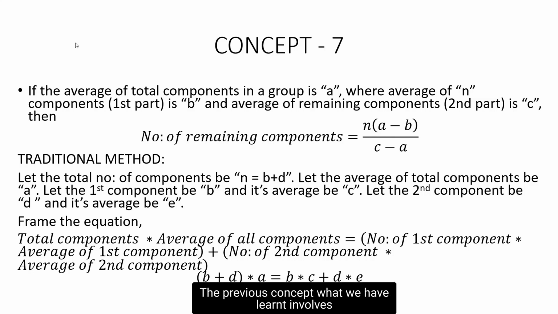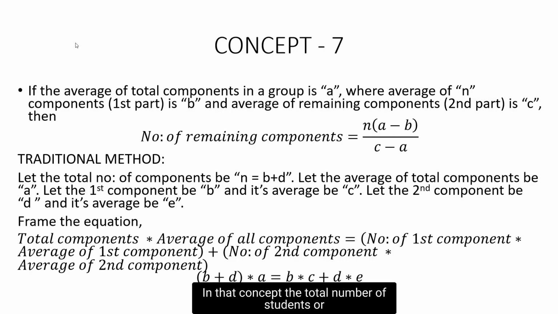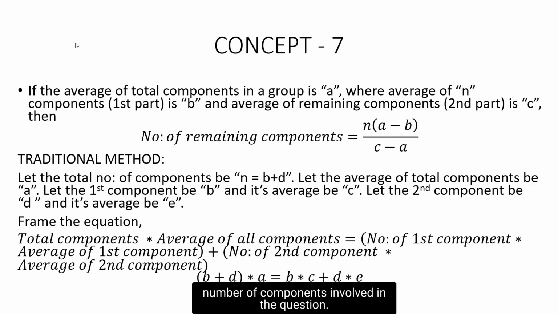The previous concept we have learned involves the total number of students, the individual averages of the passed students and the failed students, and the motive of that concept was to find the number of students passed or the number of students failed. In that concept, the total number of students or the total number of entities would have been given. Whereas in the concept we are going to see now, we will be calculating the total number of components. That is, the individual number of components would be given and we need to find the total number of components involved in the question.